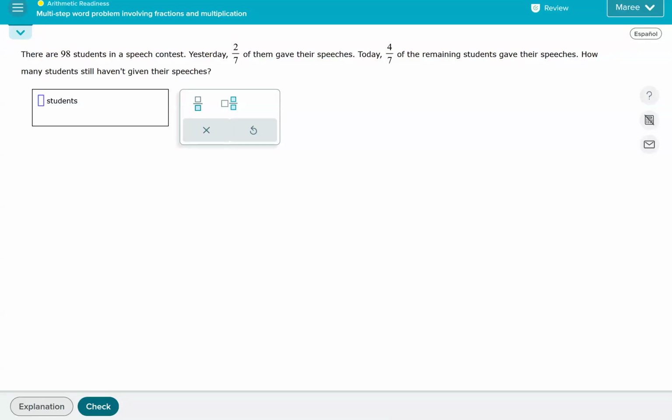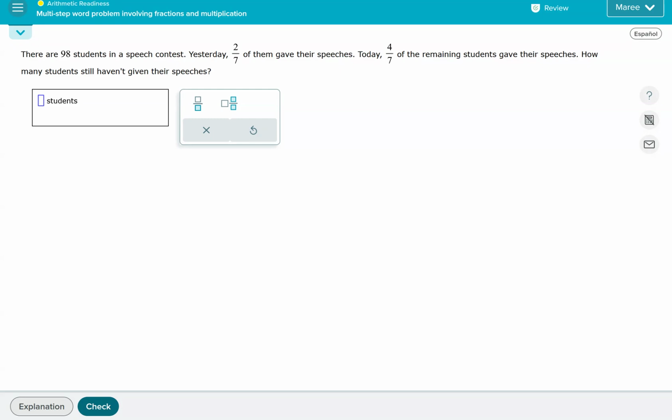This lesson is called a multi-step word problem involving fractions and multiplication. So in these problems, they're telling you how many are left or how many are taken away, and then you're supposed to figure out how many are left. So let's do this example.